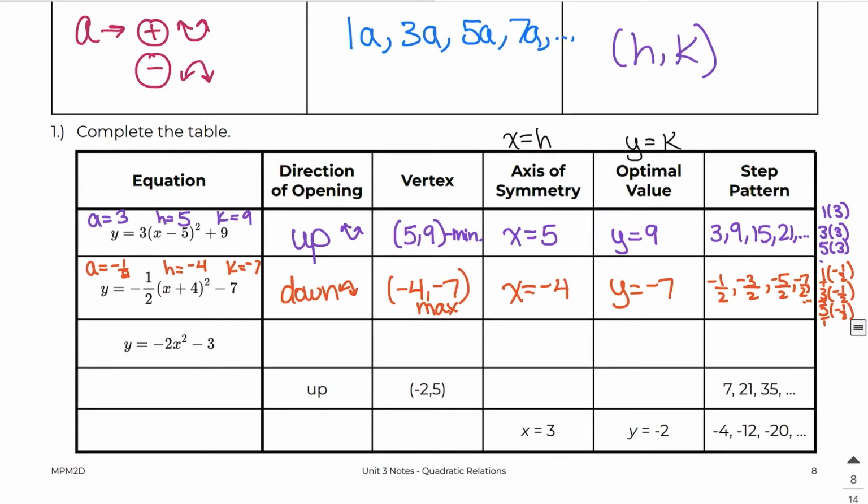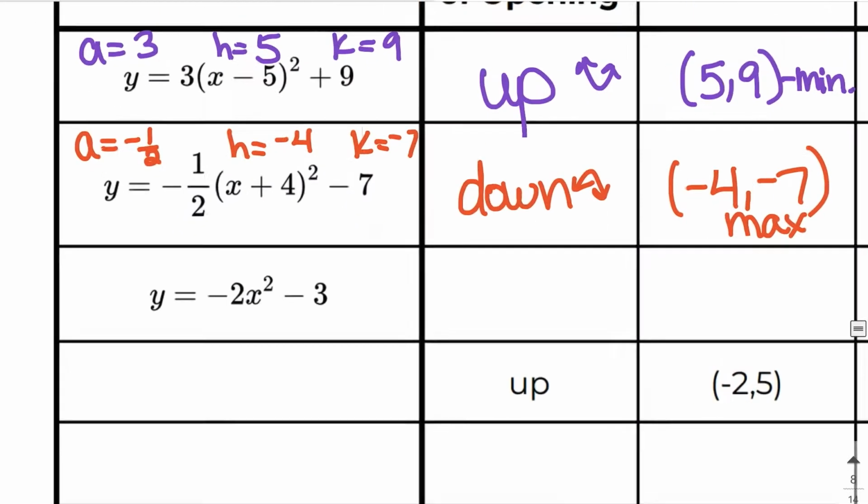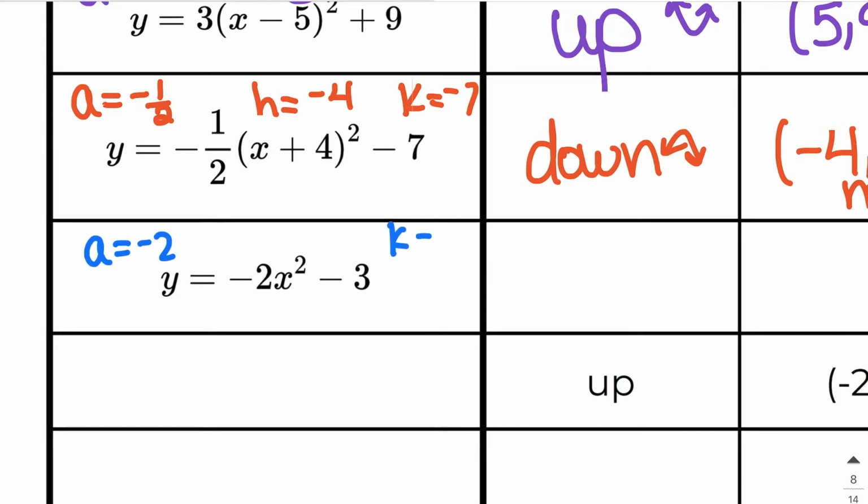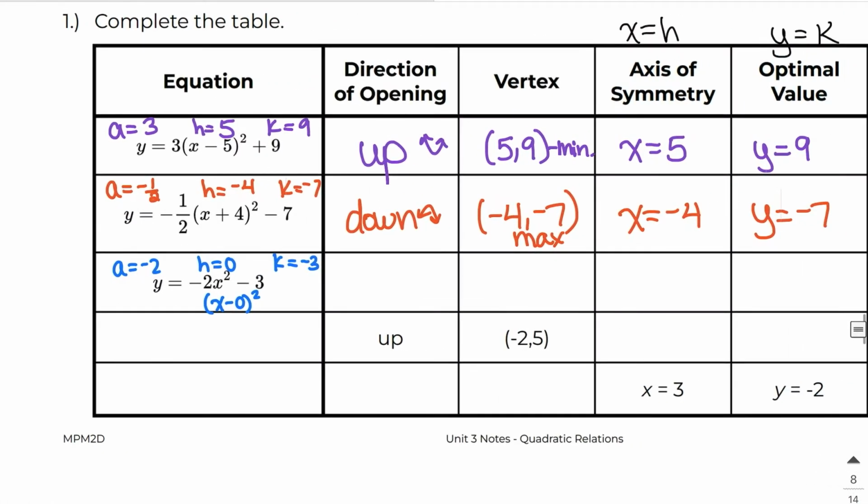You can also say negative 0.5, negative 1.5, negative 2.5. Okay? In the next example, A is obvious, K is obvious, the H value is not quite as obvious. Because this has nothing with it, that means that the H value is 0. Because the A value is negative, it opens down. The vertex will be at (0, negative 3), and it is going to be a maximum because it opens down.